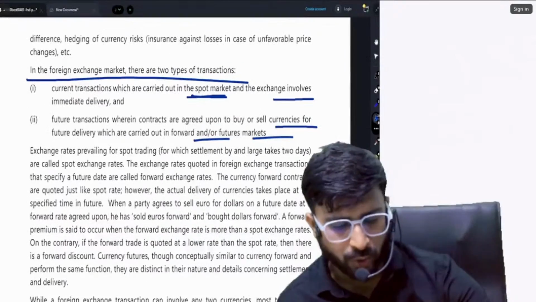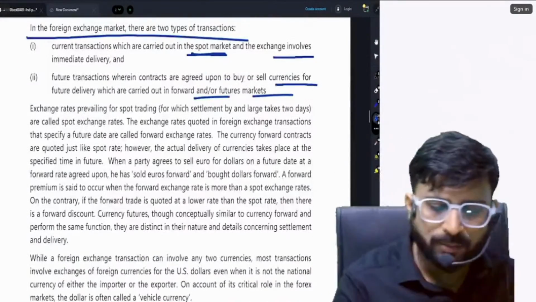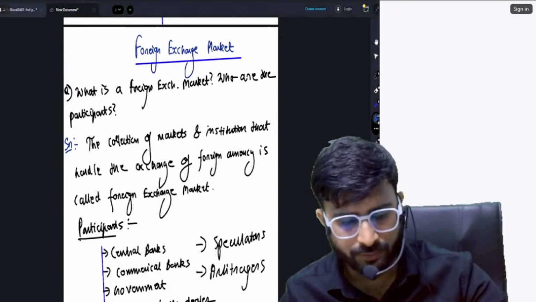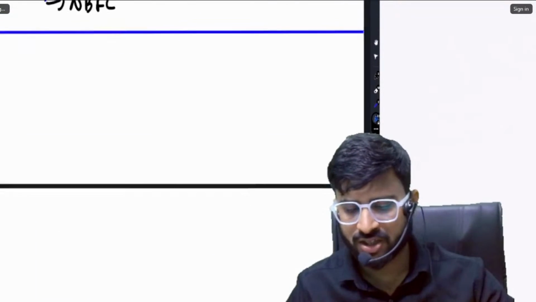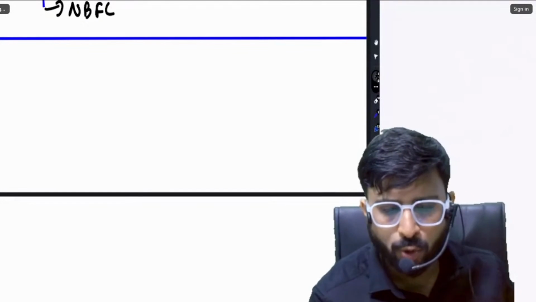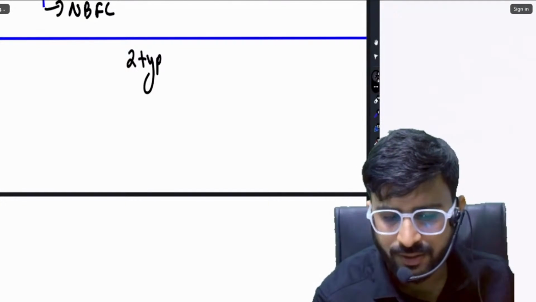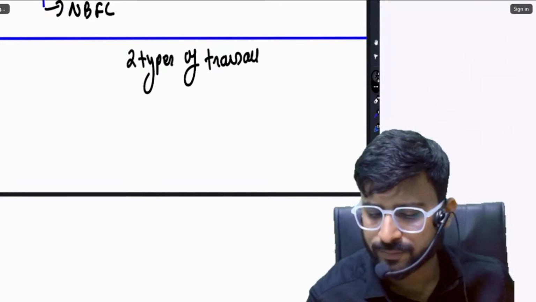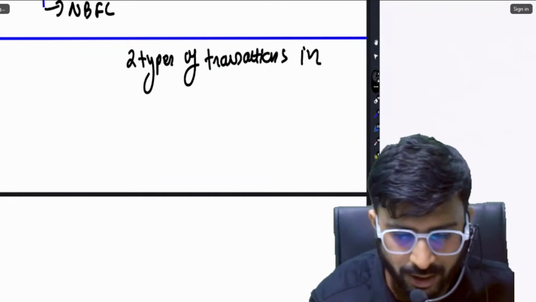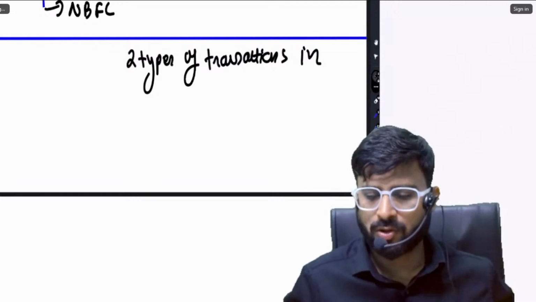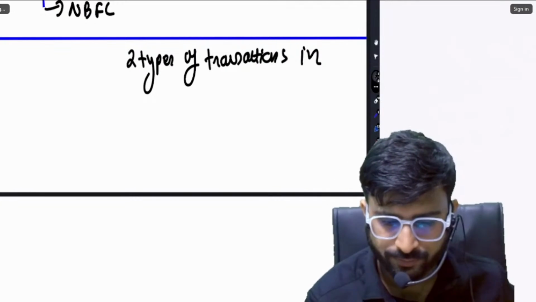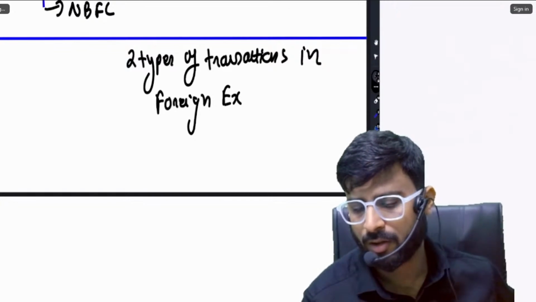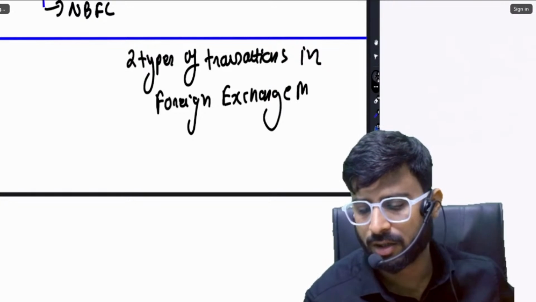So let me explain this too. आप लोग को समझना है ये ना? यस सर, बताइए, आप हम लोग को सुनना है. Two types of transactions in foreign exchange markets.